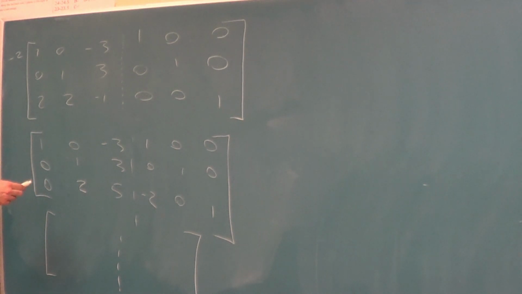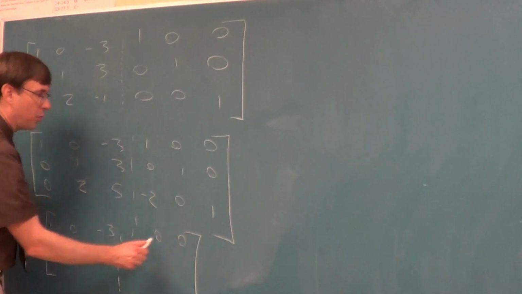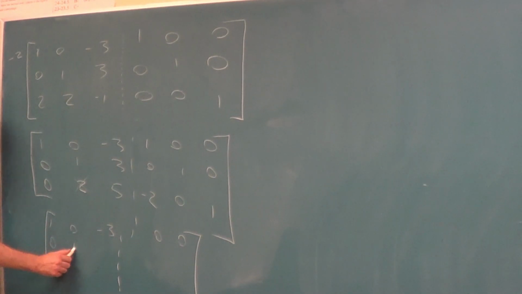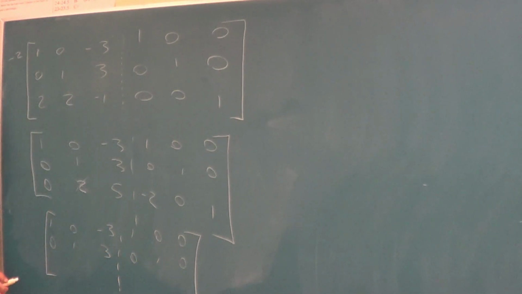Who's my next attack? This 2. That 2's got to go. So 1, 0, -3, I'm fine with for now. Top row, 1, 0, 0, I'm fine with that for now. 0, 1, 3, I'll live with that for now. So 0, 1, 0, I'll live with that for now. But if we're using the 1 to crush the 2, how are we going to do that? Multiply by -2. So this 0 is not going to change what's below it. Multiply by -2 and add down. That's the 0 we desired.